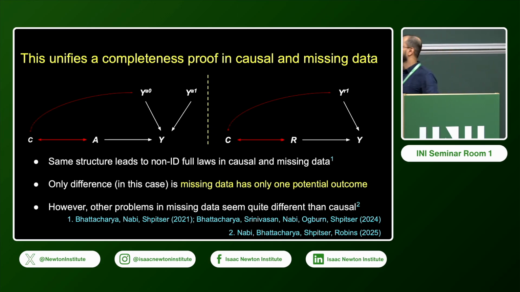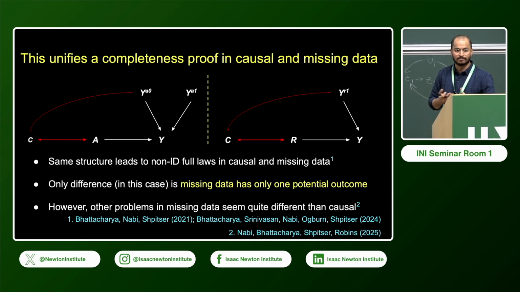Another fun fact that I'll point out here is that this actually unifies a completeness proof in causal inference and missing data.